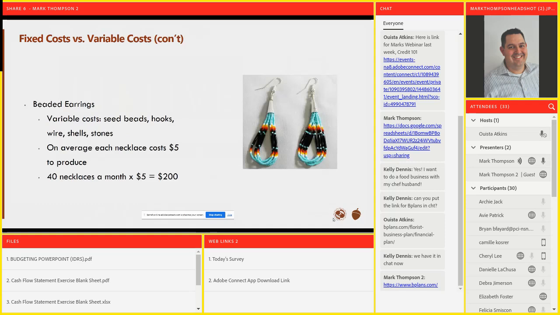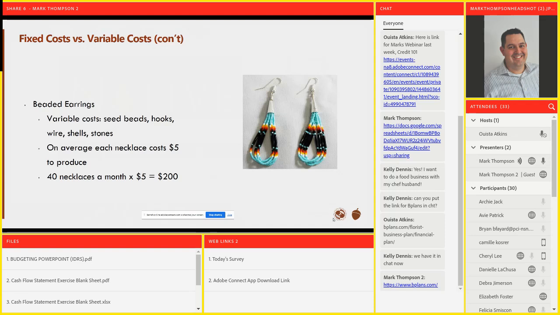Okay. So here, beaded earrings. What are the variable costs? Seed beads, hooks, wires, shells, stones, right? So it's all the components of the earrings, because I buy more as I sell more earrings. If I'm not selling a bunch, I haven't made the earrings, and I still have all my inventory of individual components that I can use next month. So that's on the beaded earrings, right?